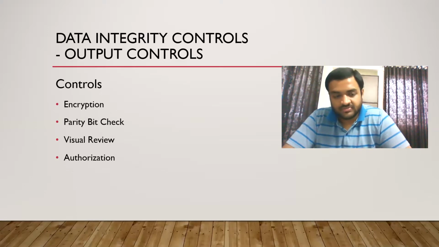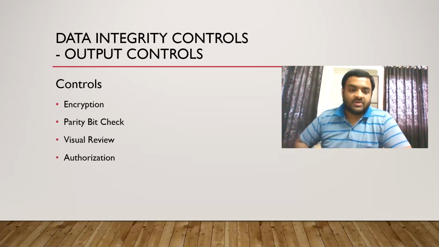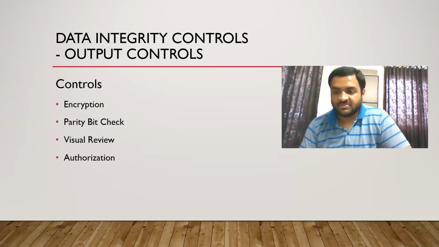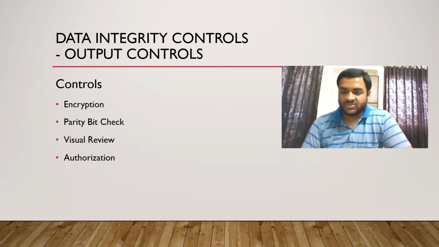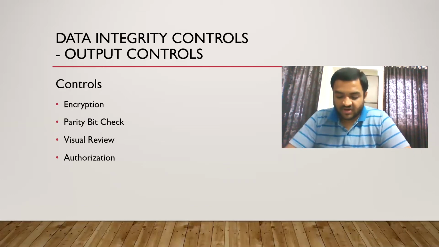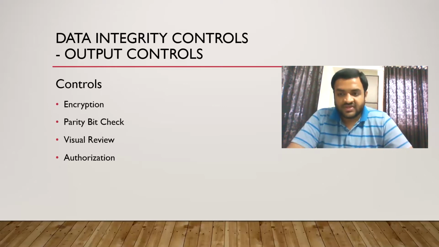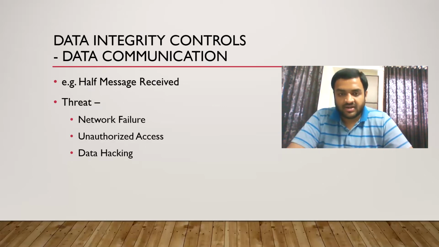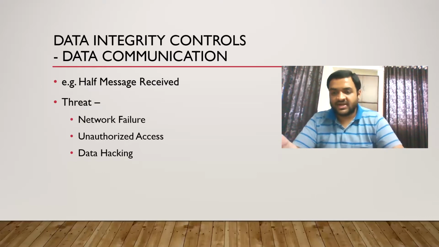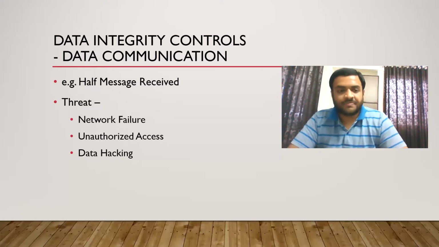Then again authorization. So here the points were what are the controls: encryption, parity bit check, and visual review, and obviously authorization. What are the threats in case of output controls? That there is an incorrect distribution of output or a wrong distribution of output. And what are the controls? Encryption, parity bit check, visual review, and authorization. Now here we have the last data integrity controls. After this, we will revise the entire data integrity controls once again.